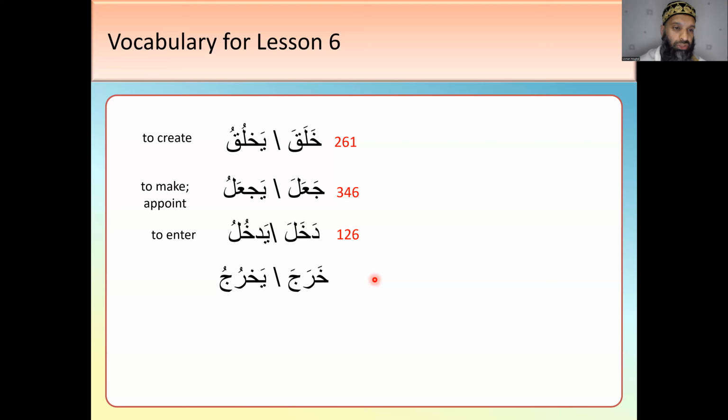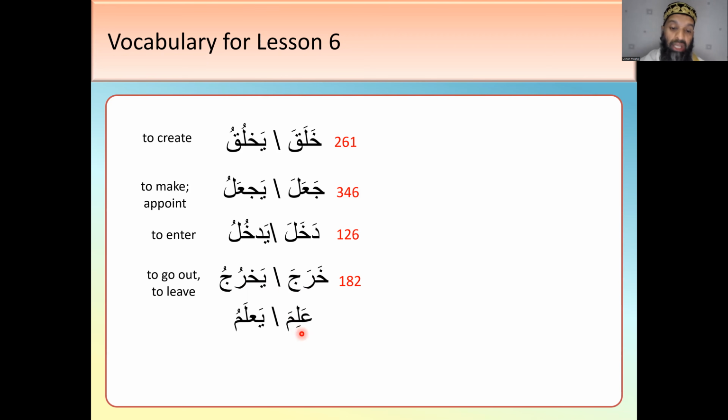Kharaja. So do they both mean the same? Kharaja means he left, and yakhruju means he leaves. So he left and he leaves. There's a reason why I've put the present tense with the past tense. When you learn Arabic verbs, they advise you to learn the past tense and also the present tense for a reason which you'll inshallah maybe learn next week.